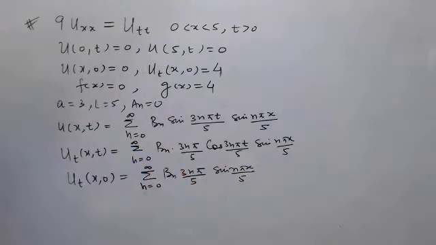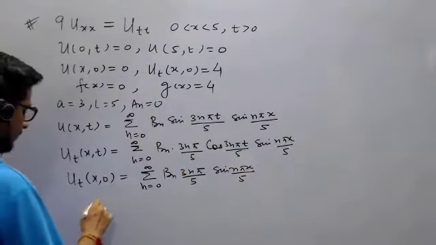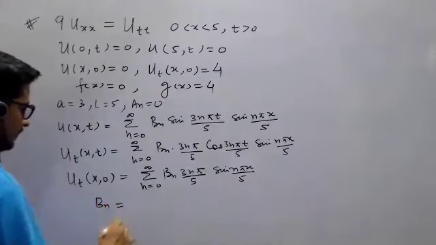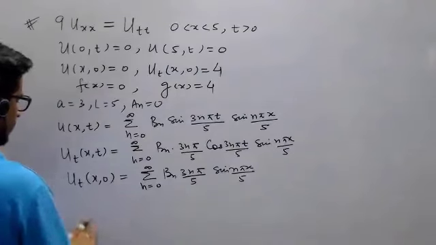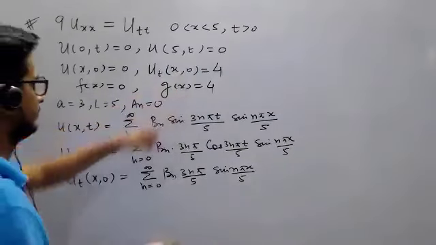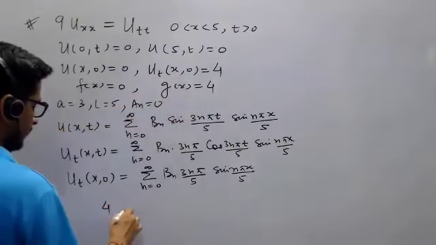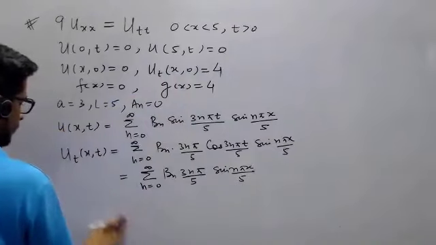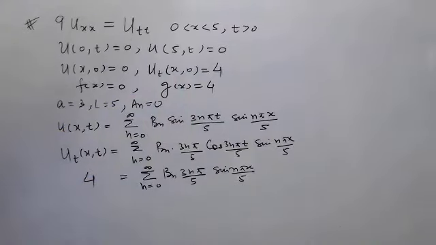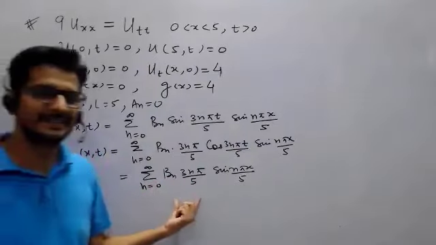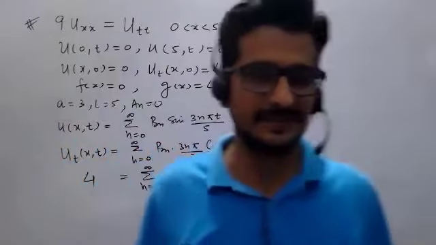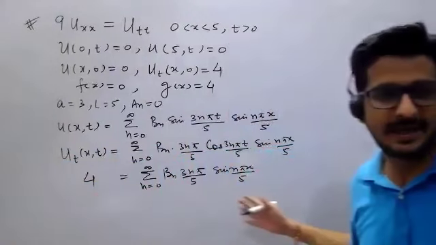Fine. And b_n is equal to, let me write it like this. What is u_t(x, 0) given? It is given 4. So I will write it here: 4 is equal to this. So this is the infinite Fourier series for 4. 4 is equal to this.